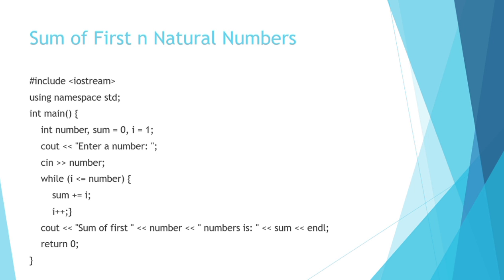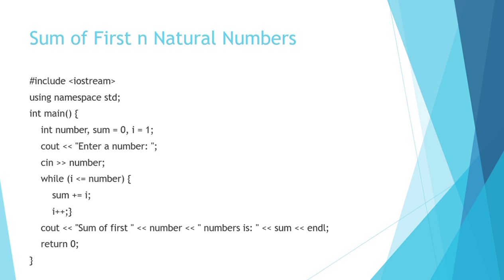while (i <= number). This is the while loop, which will run as long as the condition i <= number is true. Initially, i is 1, so the loop will start executing. As long as i is less than or equal to number, the loop will continue.